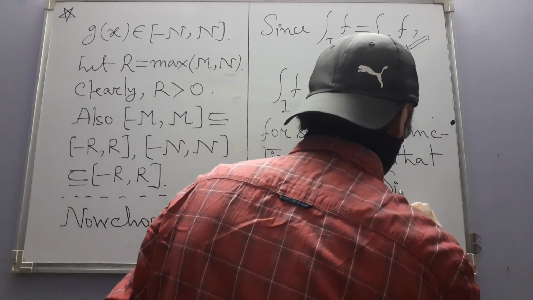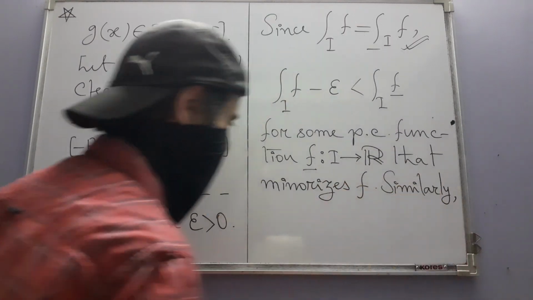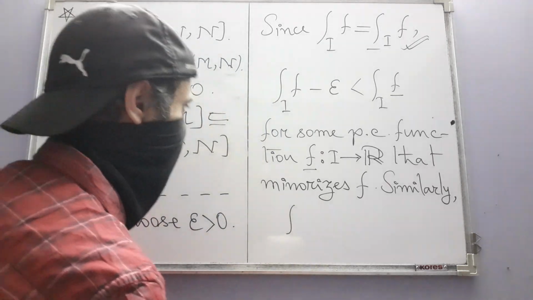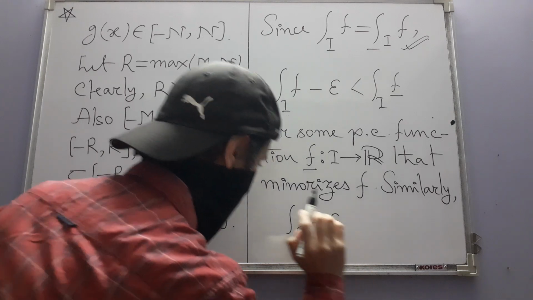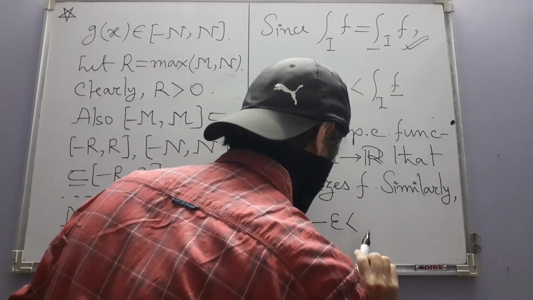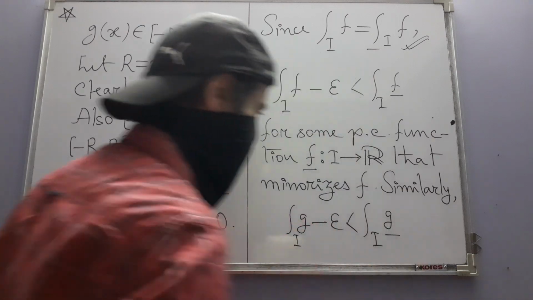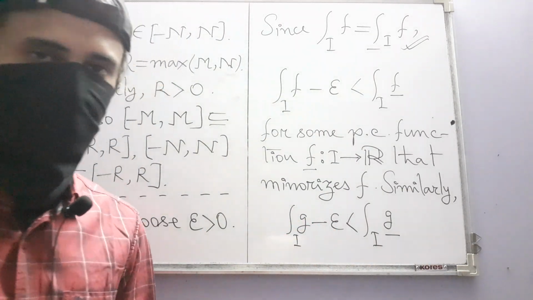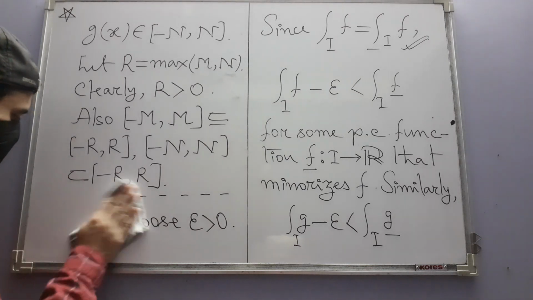Similarly, the integral of g over I minus epsilon is less than the integral of G underscore. This is another piecewise constant function. This time it minorizes G.